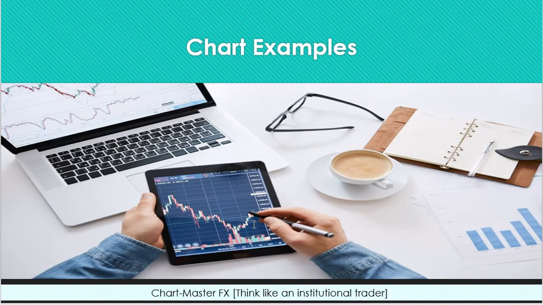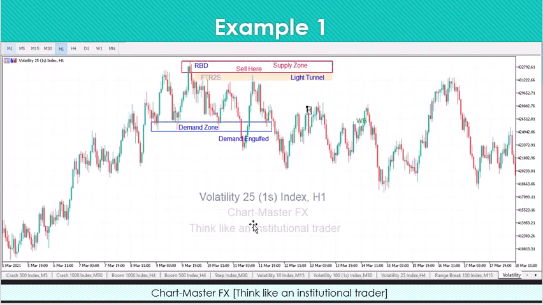So let's go to chart examples. So in chart examples, guys, here we are on volatility 25-1S index on the H1 time frame. So as you can see, guys, here that we have a demand here. So you mark your demand zone. Once you mark your demand zone, then you wait for the reaction of price towards this demand zone.